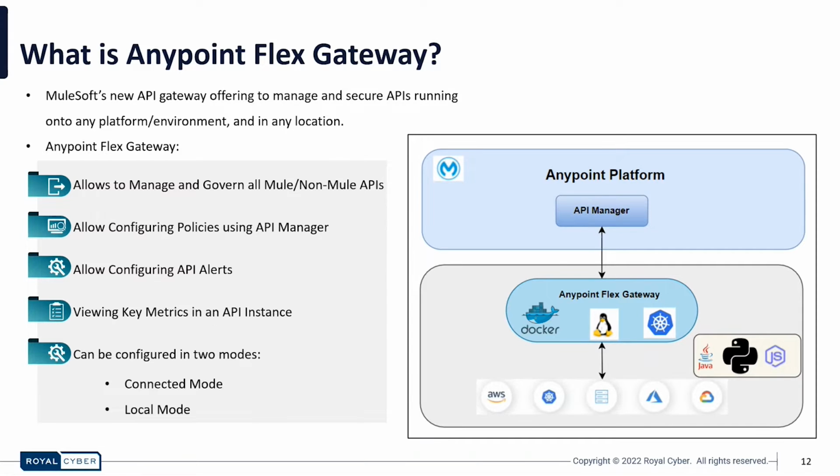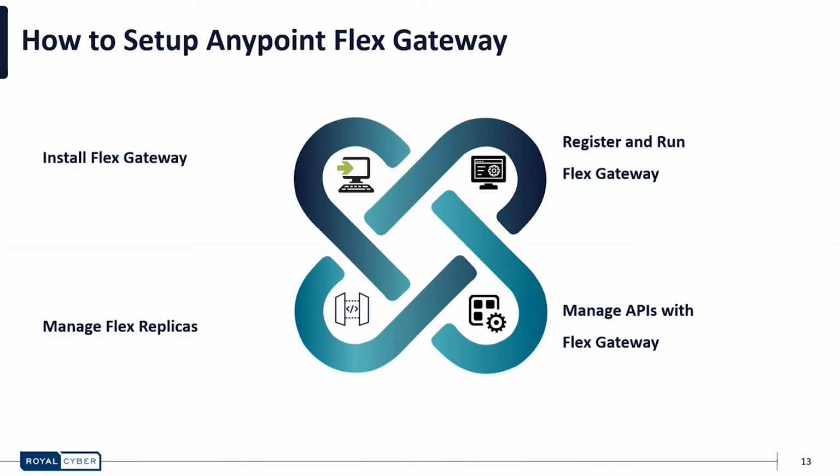So now let's see how to set up Anypoint Flex Gateway. We can get started with Anypoint Flex Gateway by performing four steps. The first is to install Flex Gateway, the second is to register and run Flex Gateway, third is to manage Flex replicas, and fourth is to manage an API using Flex Gateway.